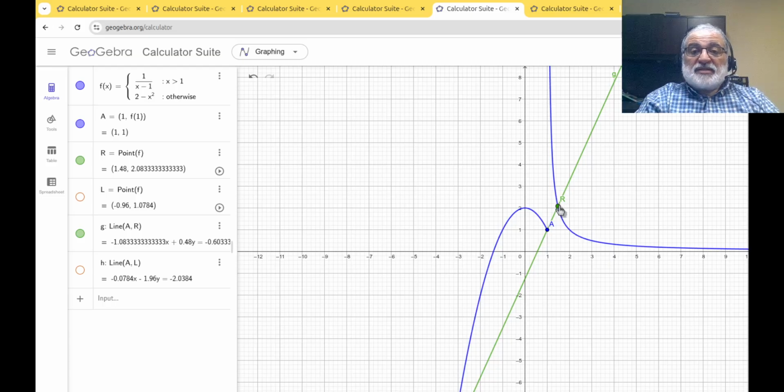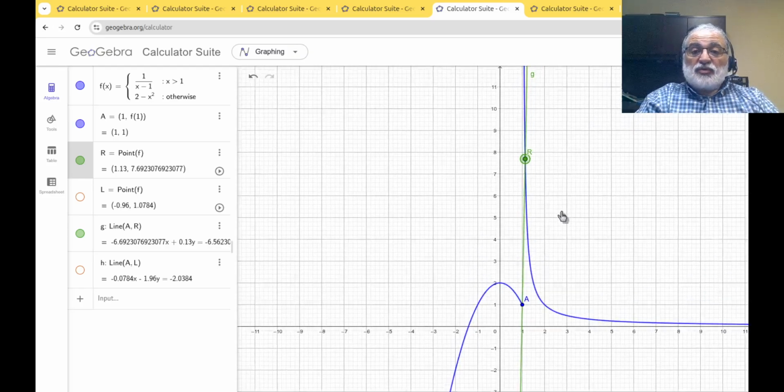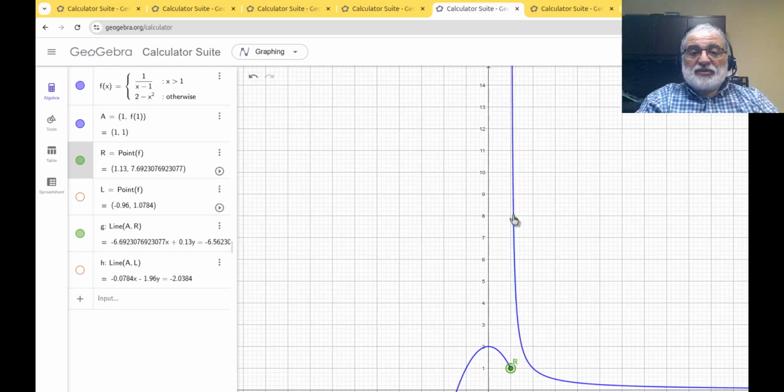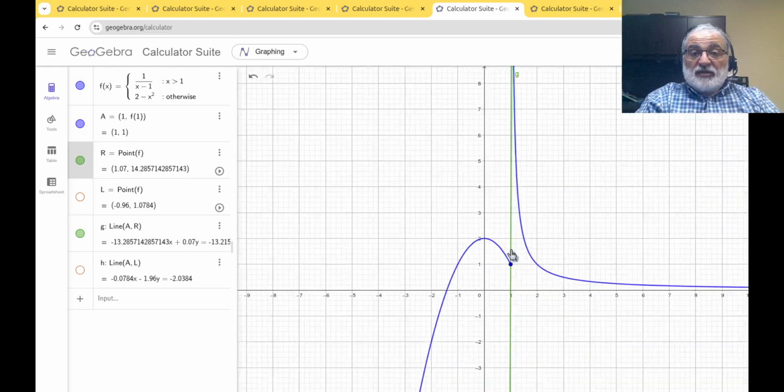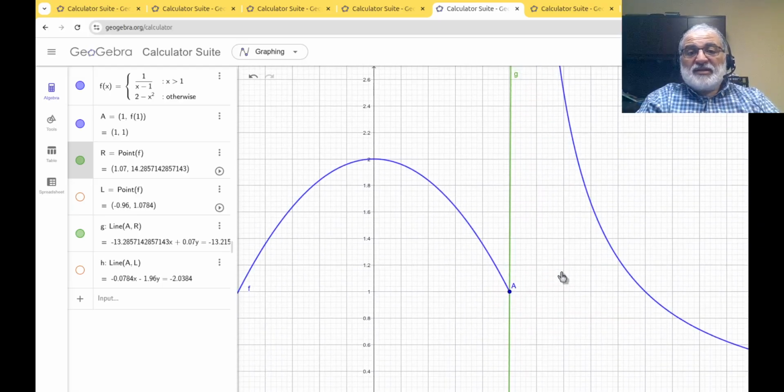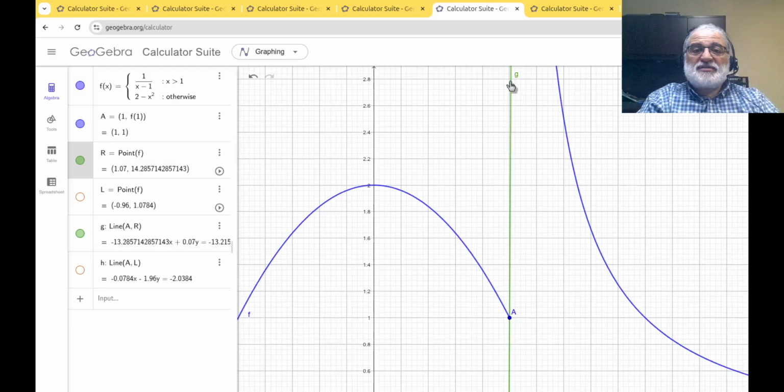But what happens as we bring R closer and closer? Look at that. The line is approaching a vertical line. If we bring it a bit closer, you see what happens now? It's almost vertical. You cannot tell that it has any inclination whatsoever. We may be able to tell if we zoom in right here. Yeah, there is just a slight difference up here.